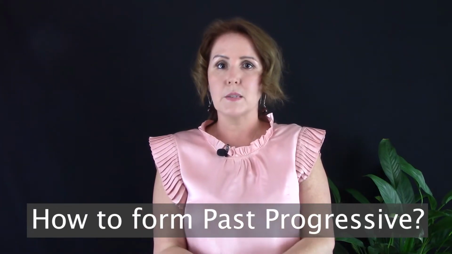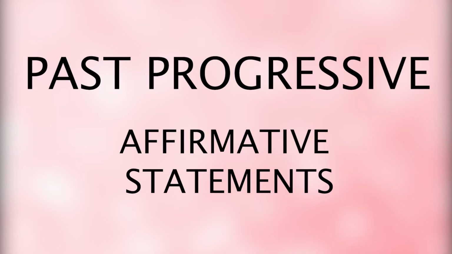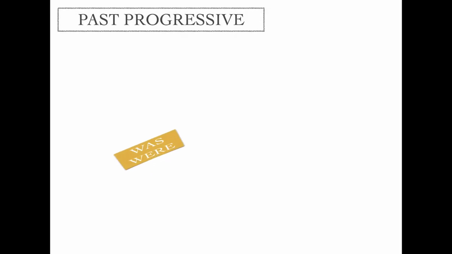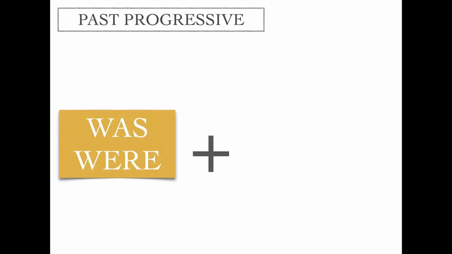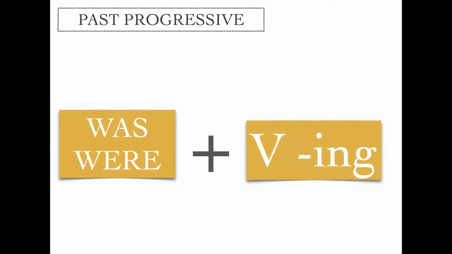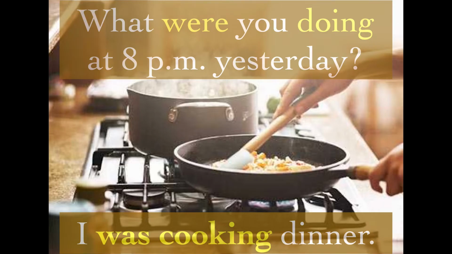How to form past progressive? Past progressive: was, were, plus verb with ing. What were you doing at 8 p.m. yesterday? I was cooking dinner.